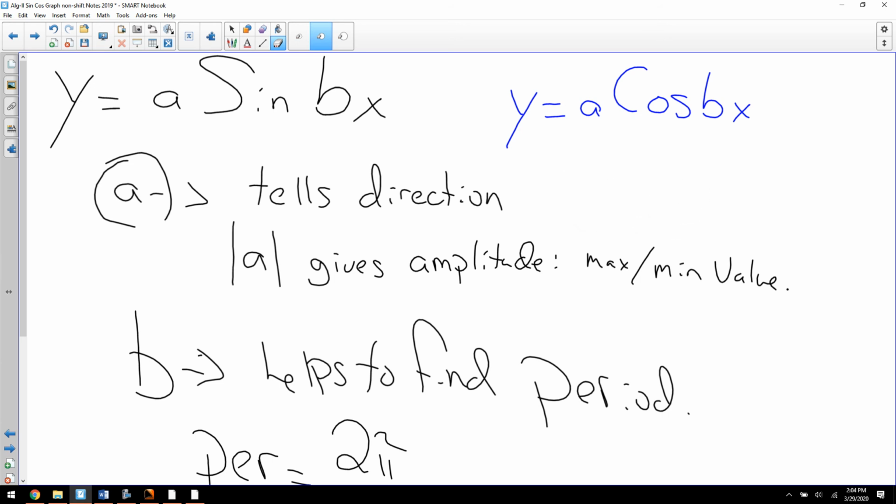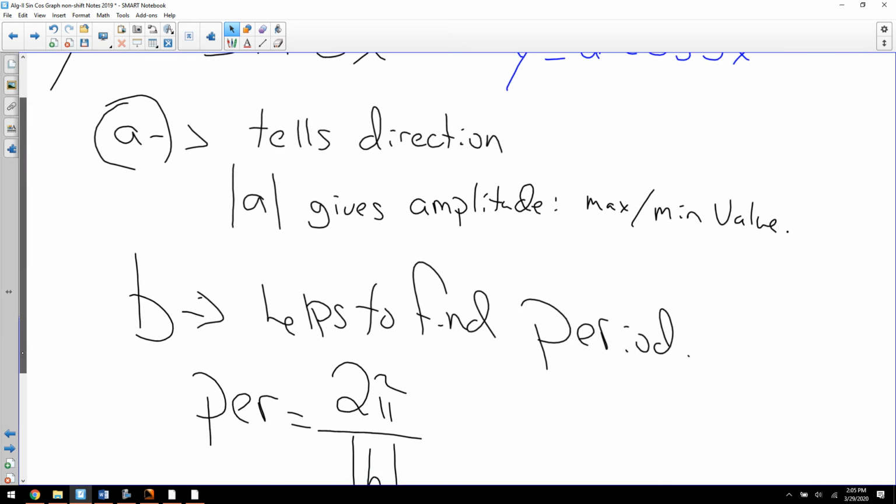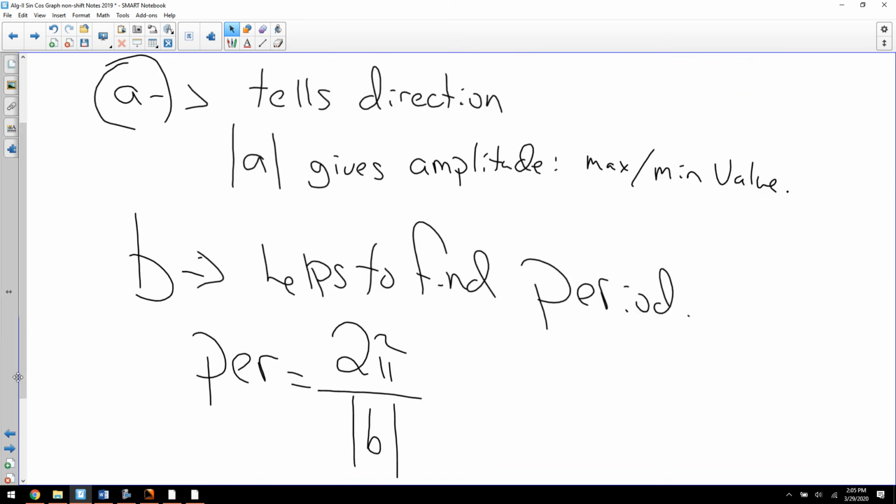The absolute value of a always gives you what we call the amplitude. It's basically how high up the graph goes or how low it goes, the maximum and minimum values of the graph. This b value is used then to figure out what the period is. So for cosine and sine graphs, the period is always going to be found by taking 2 pi divided by b. I always put the absolute value of b in there.